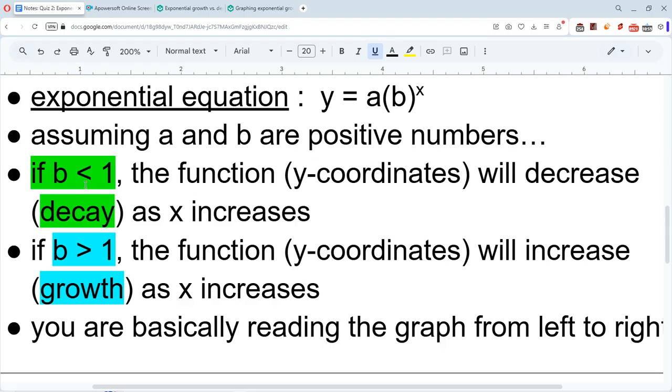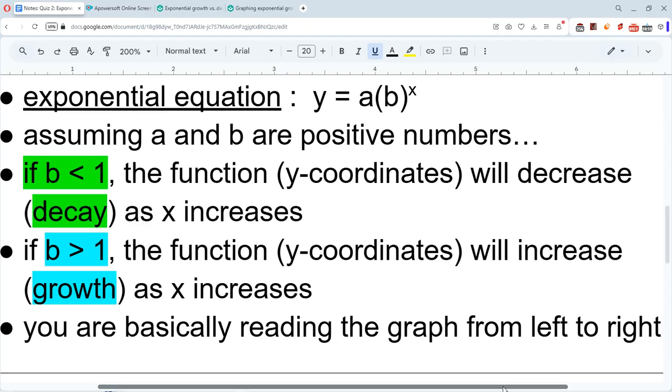If b is greater than 1, that's the number you're multiplying by each time. If b is less than 1, the function or the y coordinates will decrease or decay as x increases. If b is greater than 1, the function or y coordinates will increase, which is growth, as x increases. Okay, so you're basically reading the graph from left to right. All right, so you'll see that when we do the problems.